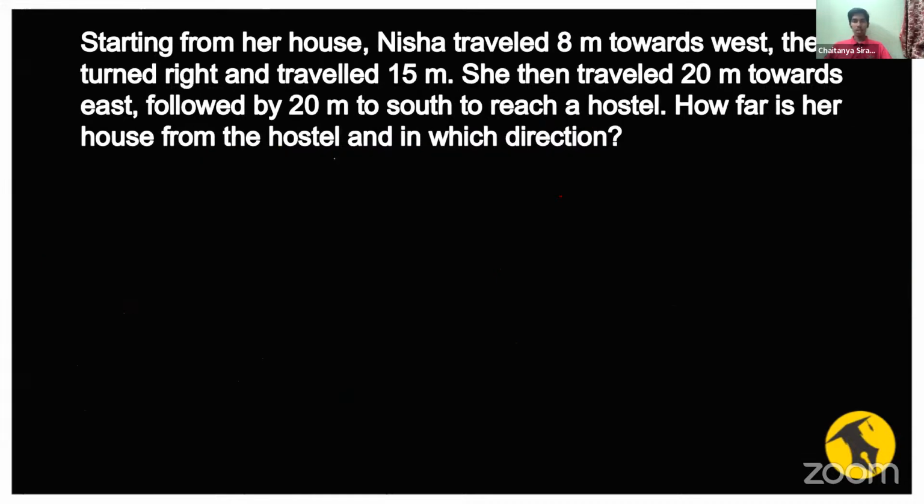Okay, let's move ahead. Starting from her house, Nisha traveled 8 meters towards west, then turned right. Okay, I'll draw. Let's say Nisha's house is somewhere here. She traveled 8 meters towards west, then turned right. So this will be her right. This will be her left. She turned right and traveled 15.